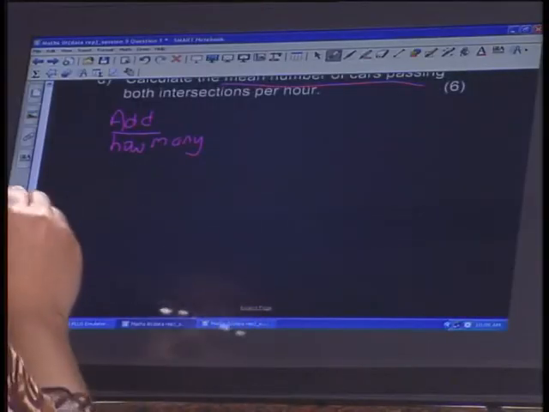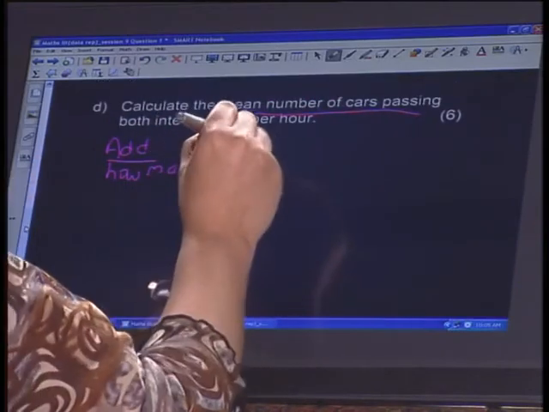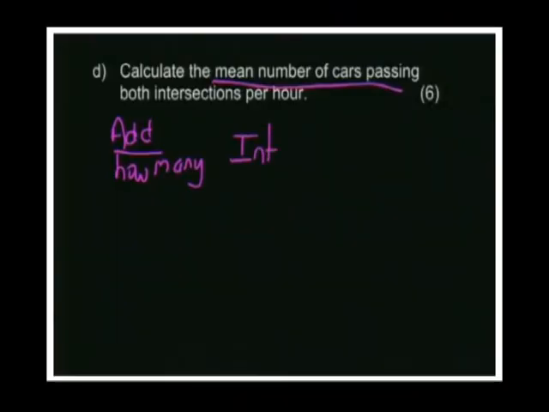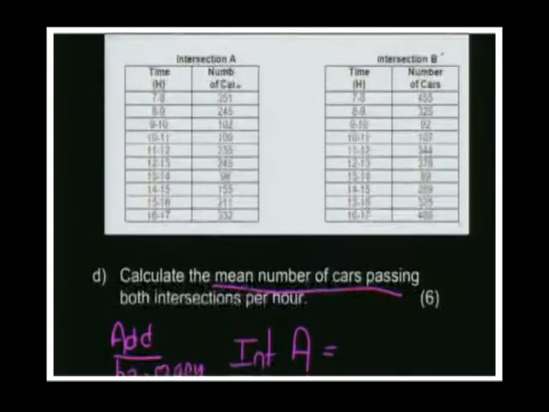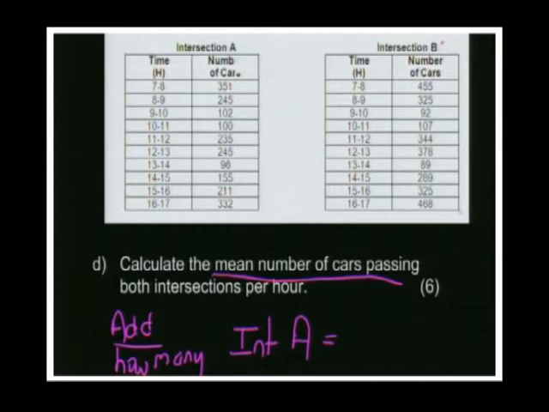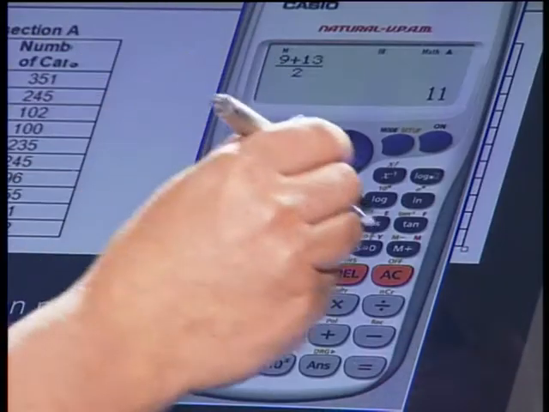Now, when you're doing this kind of exercise where you've got two different sets of data, I want you to make sure that your notes are very clear and that whoever's marking your work understands what you're doing. So I'm going to start here by saying, okay, let's look at intersection A. I'm going to add up all the values. So let's get my calculator out and add these values.